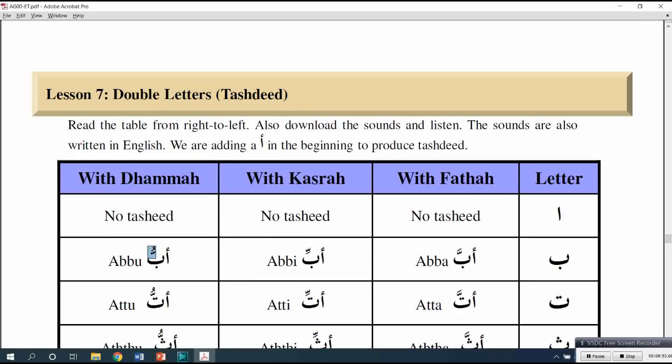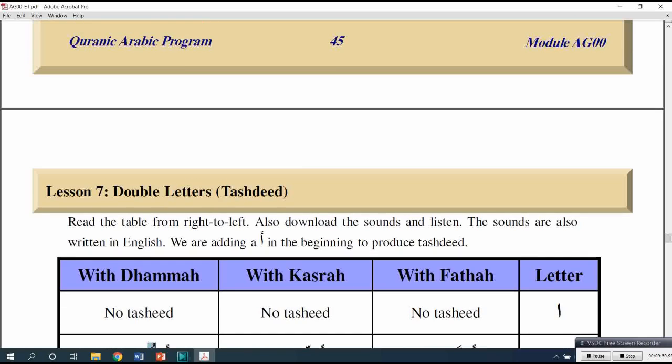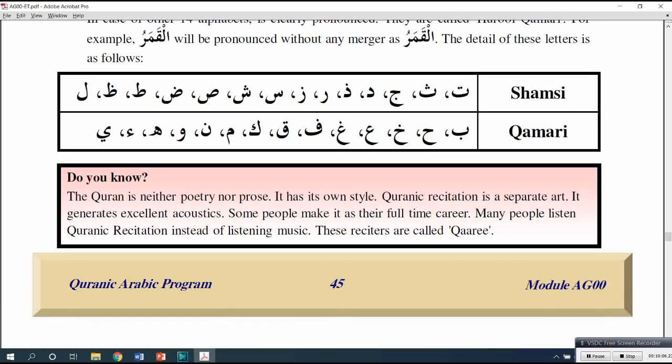Now, I share just some information with you. The Quran is neither poetry nor prose. It has its own style. Quranic recitation is a separate art. It generates excellent acoustics. Some people make it their full-time career. Many people listen to Quranic recitation instead of listening to music. These reciters are called Qari.